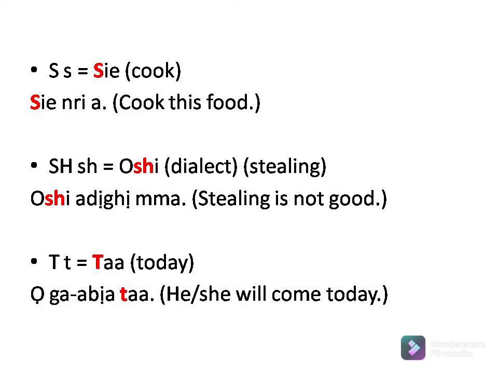The next one is the sh. This letter sh can only be found in dialect. We don't have the sh in the Central Igbo. We can only have words from the dialects containing sh, in a word like oshi. Oshi means stealing. And in the sentence we have oshi adịghị mma, which means stealing is not good.